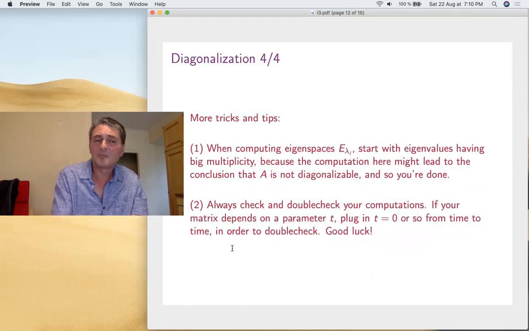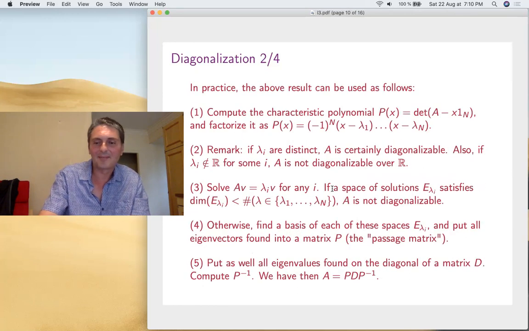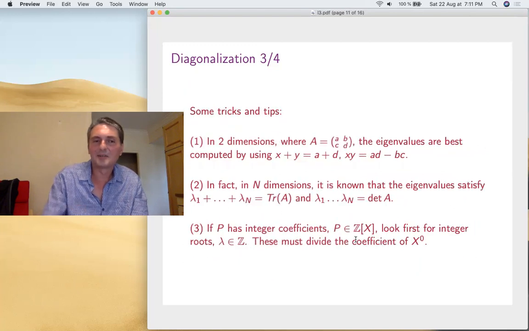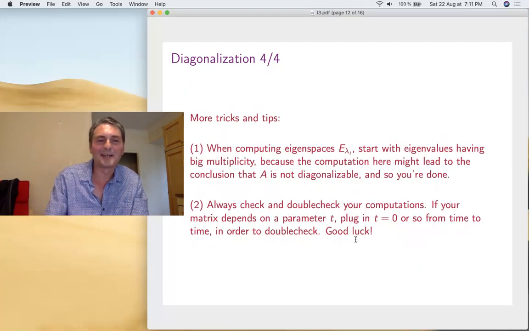Now, regarding the second part, when computing eigenspaces it is important to always start with eigenvalues having big multiplicity. Why? Because if you start with an eigenvalue of multiplicity 1, definitely you'll get a space of dimension 1, right? Let's go back to the theorem. So if I put 1 here, the dimension is 1. So you're done with that, and you have to compare it for another eigenvalue.